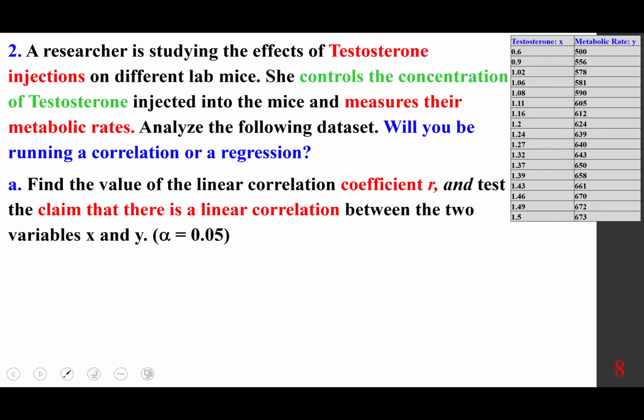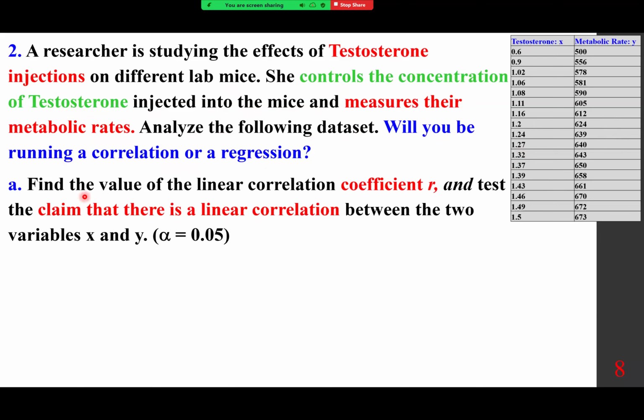A researcher is studying the effects of testosterone injection on different lab mice. She controls the concentration of testosterone injected into the mice and measures their metabolic rates. Analyze the following data set. Will you be running a correlation or a regression?